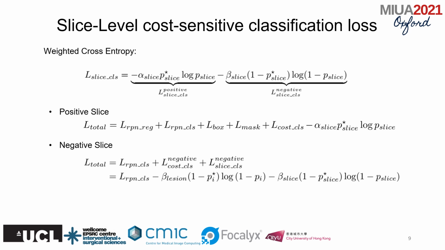This term is the slice-level cost-sensitive classification loss defined as the weighted cross-entropy.